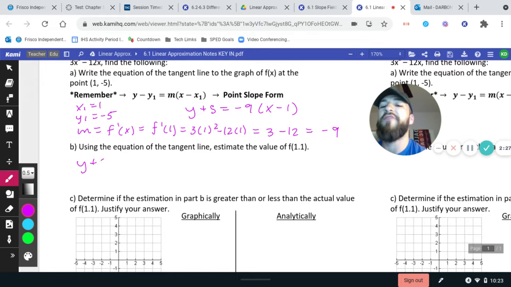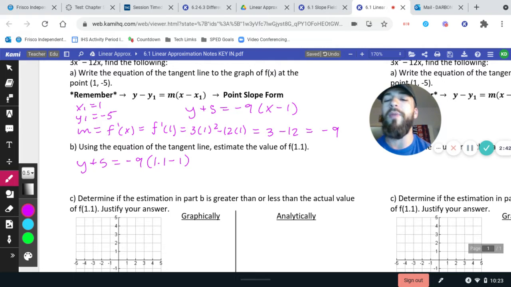So y plus 5 is equal to negative 9 times 1.1 minus 1. And you would be like, Mr. Bone, that seems like a number I'm not going to be able to work out easy. But it actually is, they're always going to give you numbers you should be able to do with a calculator.